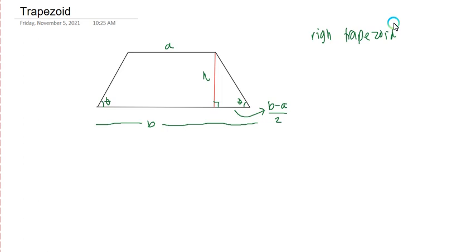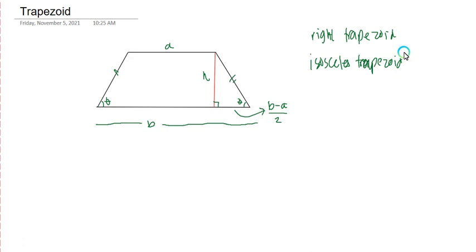So, if the non-parallel sides, for example, are congruent to each other, then we call it an isosceles trapezoid, just like the triangle. Okay? So, the base angles of an isosceles trapezoid are also congruent.